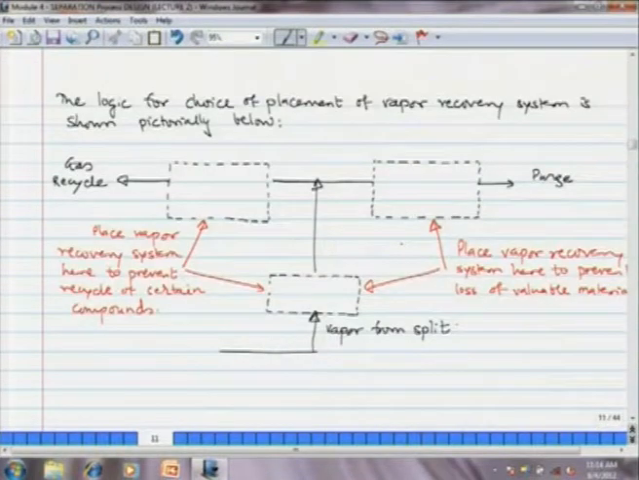Here in this diagram, I have shown a schematic of the logic for choice of placement of the vapor recovery system. We have 3 possible locations: after the vapor from the phase split, in the purge stream, and in the gas recycle stream. Place the vapor recovery system in either the gas recycle stream or after the flash drum to prevent recycle of certain compounds, and place it in the purge stream or the vapor from the split to prevent loss of valuable material.